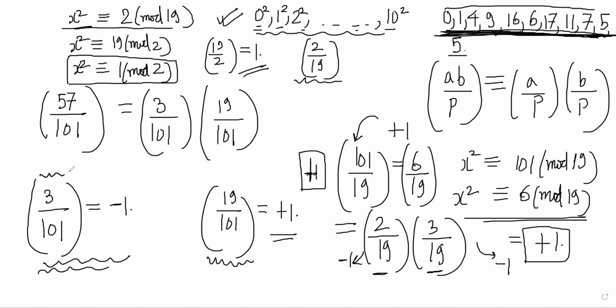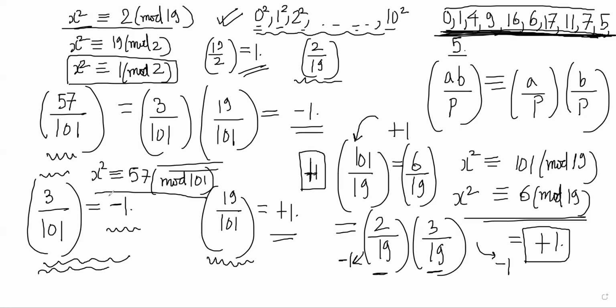And now we have already found (3/101), which was -1. So the product of this is -1. So we have figured out that (57/101) is -1. Or basically, there is no solution to the equation x² ≡ 57 mod 101. Notice that it takes 4 or 5 minutes of thinking and using the law of quadratic reciprocity properly. It's not a big deal, and we are able to solve questions that would otherwise be much more time-taking and painstaking. Finally, I'll conclude with two supplementary results.